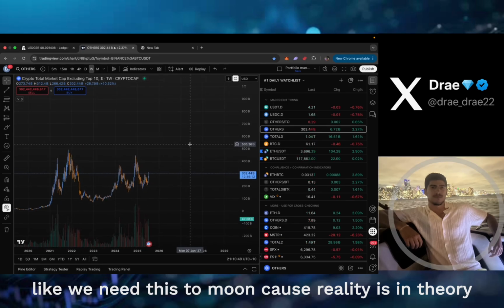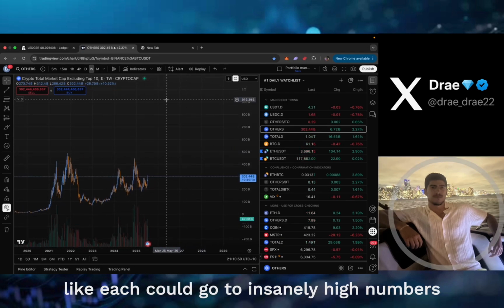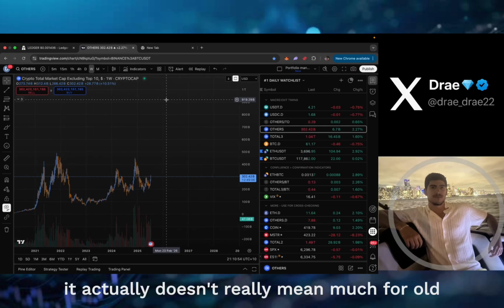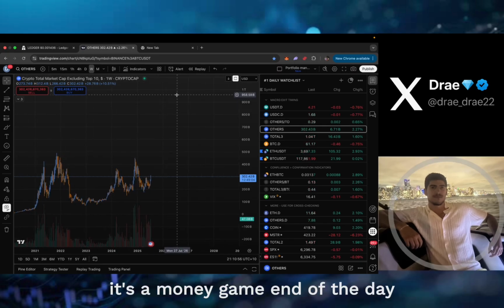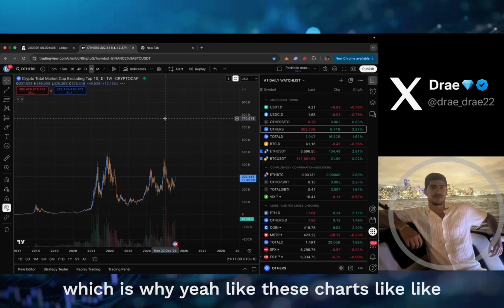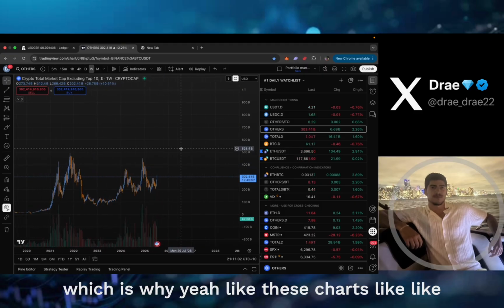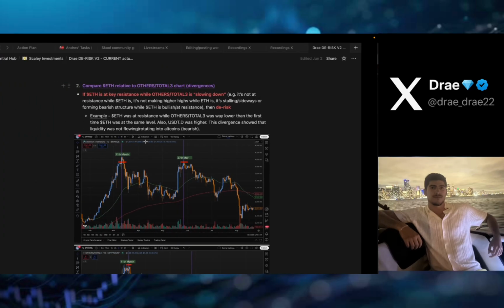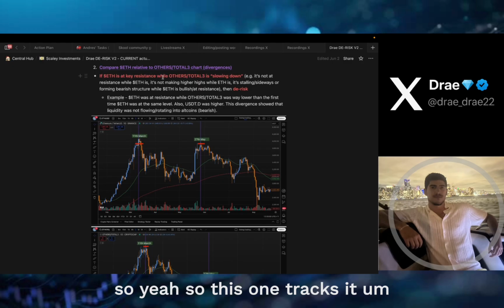Because reality is, in theory, like ETH could go to insanely high numbers, but if that money's not rotating over, it actually doesn't really mean much for alts. Like everything comes, it's a money game, end of the day. It's all about liquidity. And so we do need that money to flow through, which is why, yeah, like these charts, like for example, like the others chart, it's honestly way more important. So yeah, so this one tracks it.